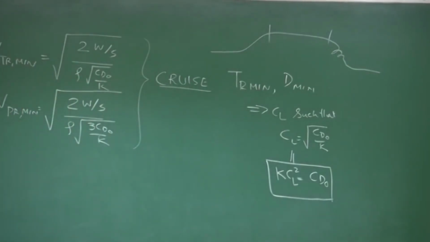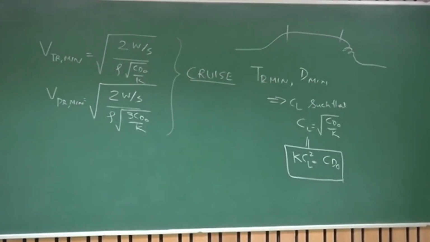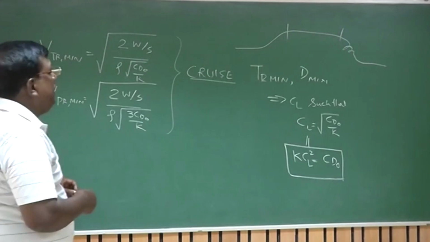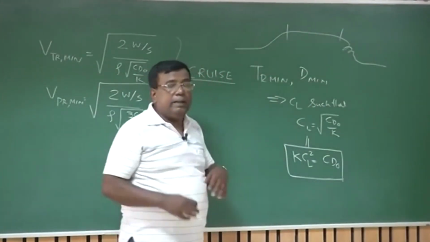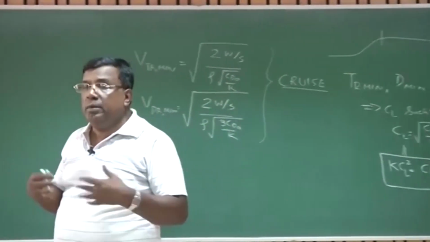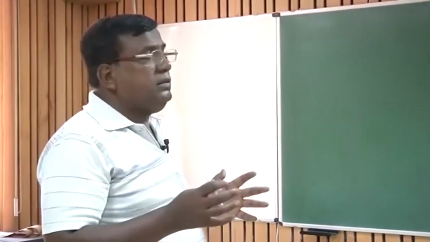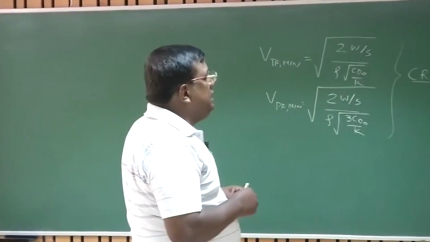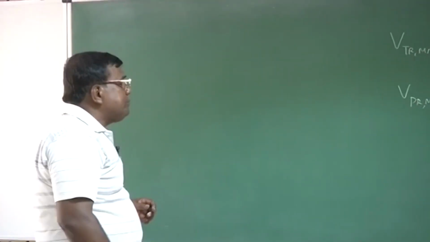Sometimes, or many a time, the designer has to give a weightage. What is the primary role of this machine? If it is for cruise, for a transport airplane, he may give more weightage here. If it is a fighter airplane, he may give more weightage towards maneuver or takeoff distance or landing distance. So all these things will come, but before we educate ourselves to take a decision on this, we are trying to build the basic understanding, right?